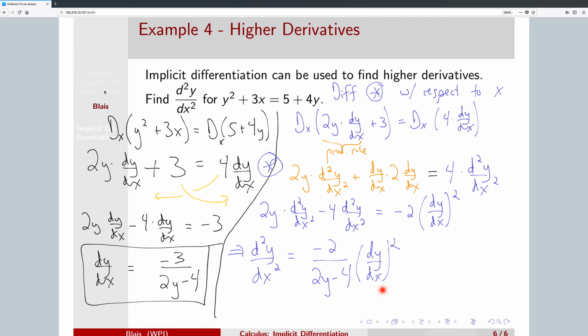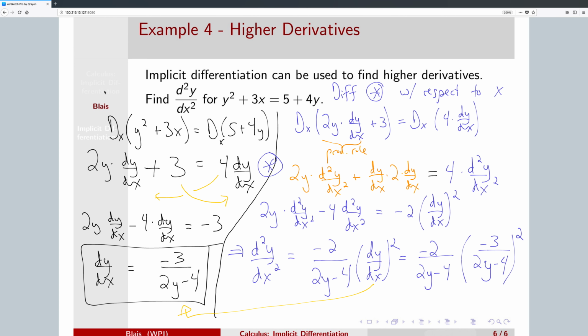But we already solved for dy dx. We have it right here, which means we can plug this in. So this becomes minus 2 over 2y minus 4 times that derivative that we already solved for, minus 3 over 2y minus 4 squared. And that gives us our second derivative.